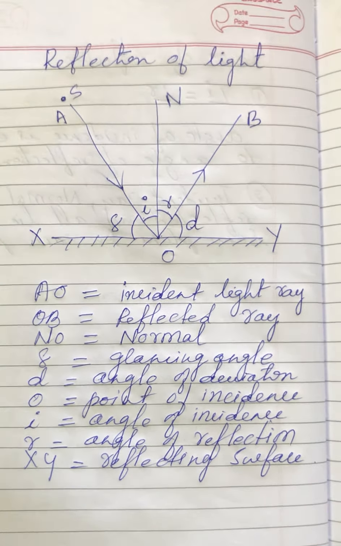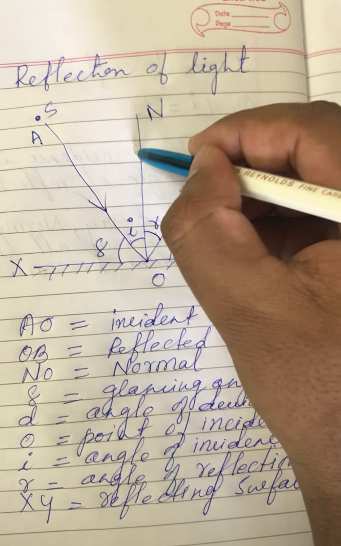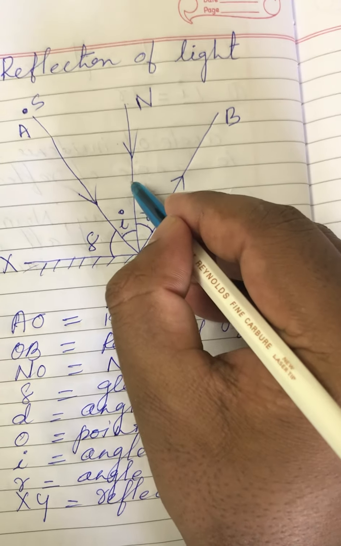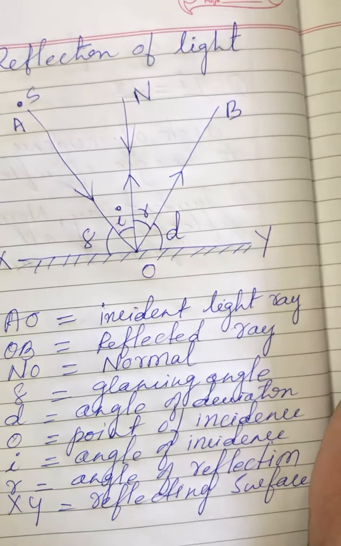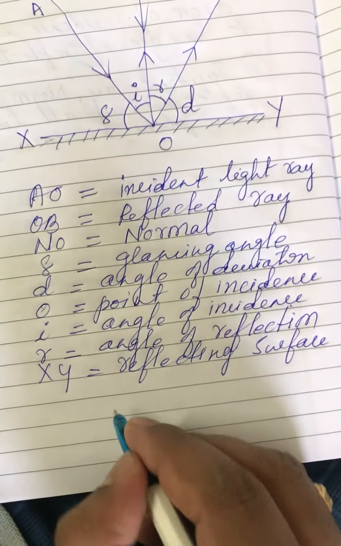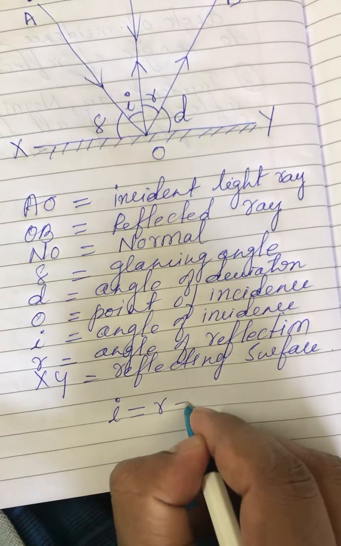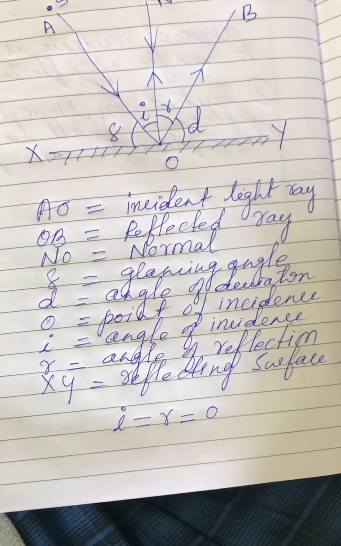Here we have to understand one more important thing. Whenever the light ray falls via normal, it will reflect back or bounce back via the same path. So I can simply say that angle of incidence will be equal to angle of reflection, that is nothing but 0.